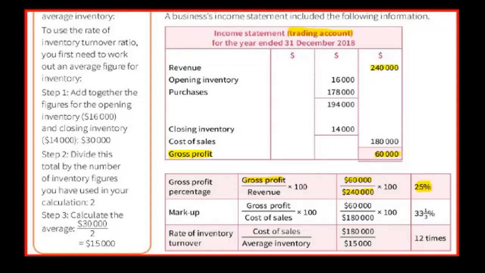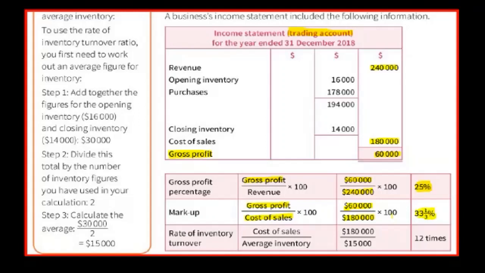Now, next we have markup. Again, this is gross profit over cost of sales, and gross profit will be the same as here, 60,000, and the cost of sales this time is 180,000. So it's over 180,000, and we multiply by 100, and we get 33 and a third percent.